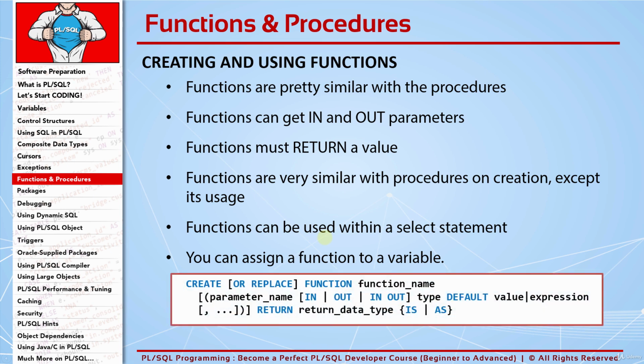The only difference from the procedure creation is the return clause, just before the is or as keywords. We must write a return keyword and the type of the returning value. This type does not have a size specification. You simply write the type. If we don't write the return keyword and type, we will get a compilation error. The rest is the same.